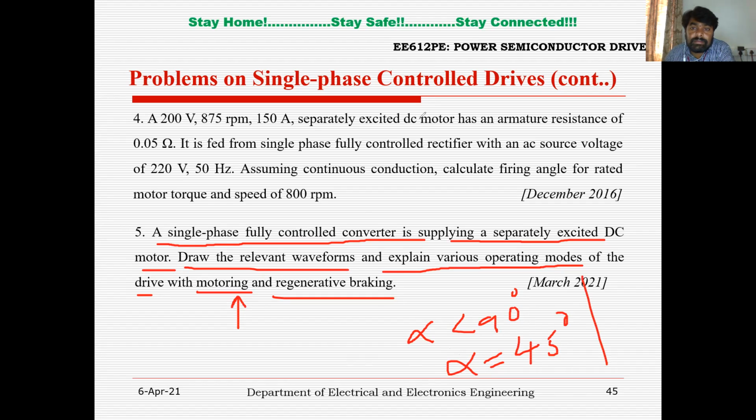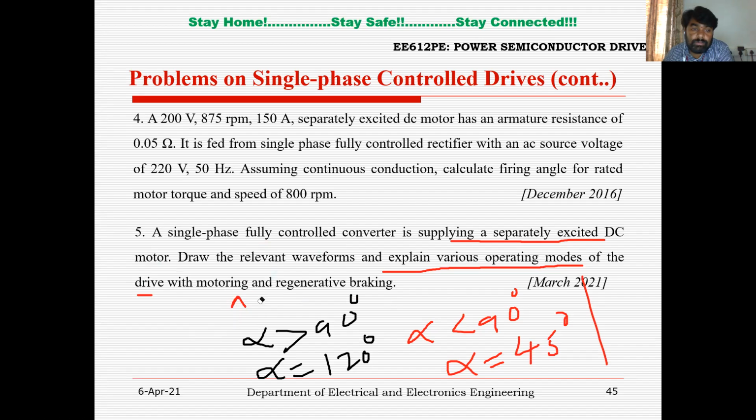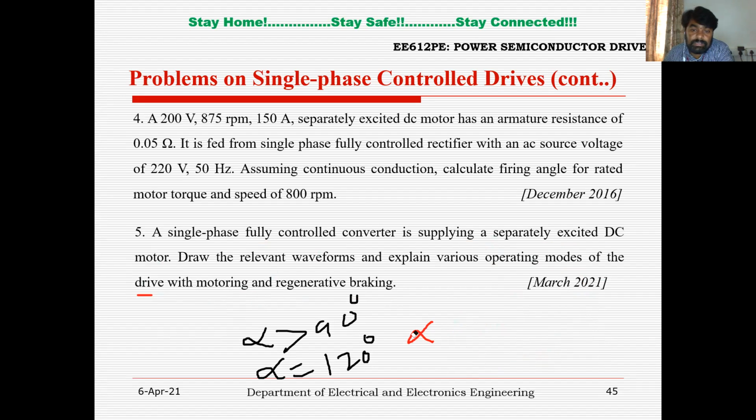Similarly, to work the machine in regenerative braking mode, alpha should be more than 90 degrees. So consider a value more than 90 degrees, let us say 120 degrees. At this 120 degrees, try to draw the input voltage waveform, input current waveform, output voltage waveform, output current waveform, everything, right? To know more about this problem, you can go through the Thyristor DC drives chapter in Dr. P.C. Sen's textbook. Thank you.